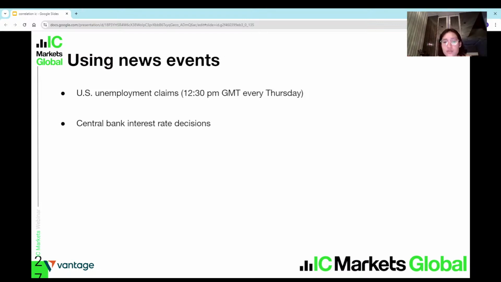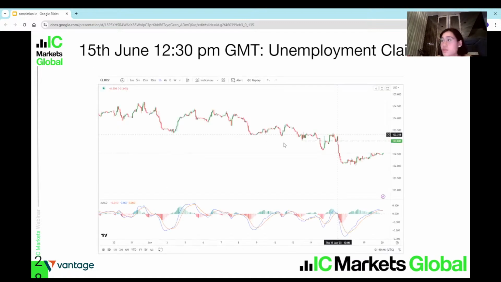Okay, so let's get into it. So our DXY on this time frame, which is 1 hour time frame, occurred 15th June at 12:30 p.m. Showed prices breaking out of this overlap support level, okay, giving us a bearish signal. Our MACD is also giving us a bearish momentum here.